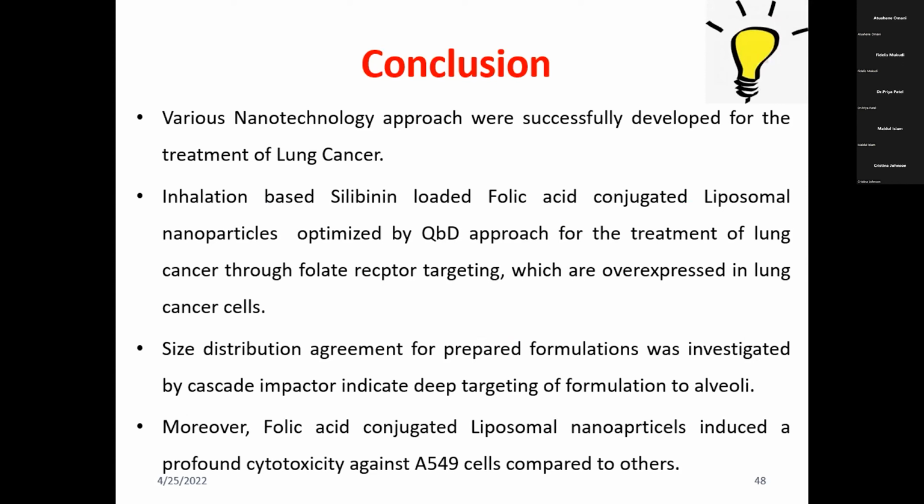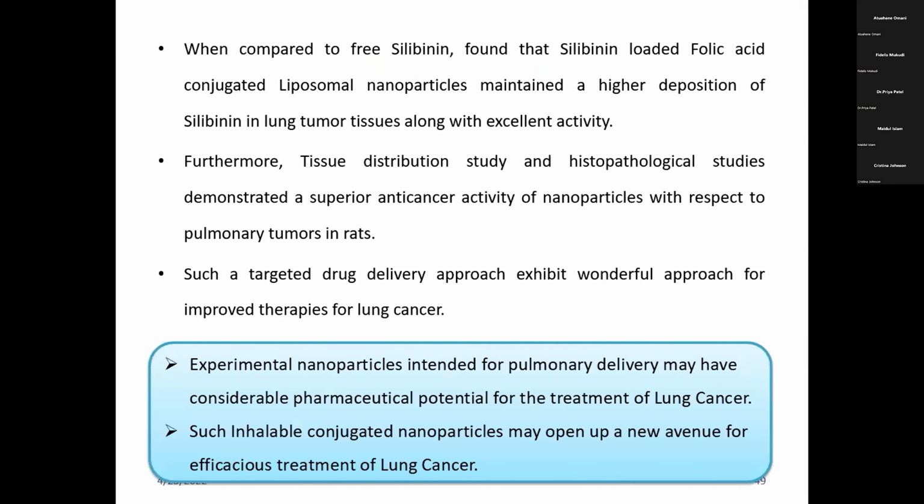Size distribution is also important, which we investigate by cascade impaction, and it indicates deep targeting of the formulations to the alveoli. When we compare with free silibinin, the silibinin loaded with folic acid conjugation shows higher deposition in lung tumor tissue along with excellent activity. The same is witnessed by the tissue distribution study and histopathological study, which we did in rats.